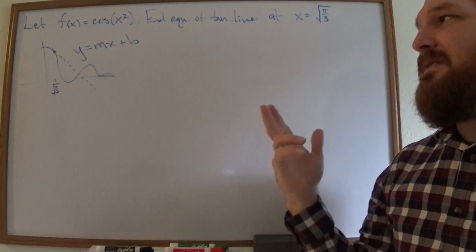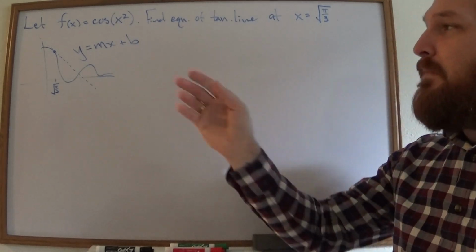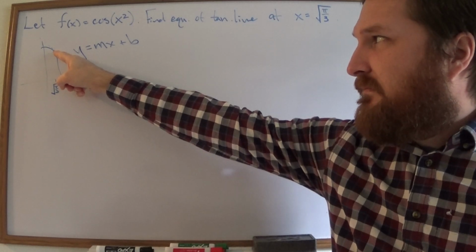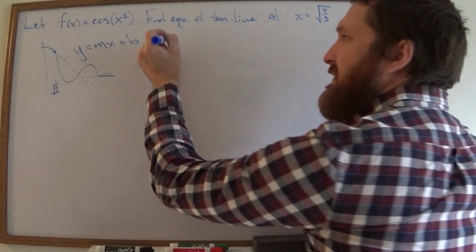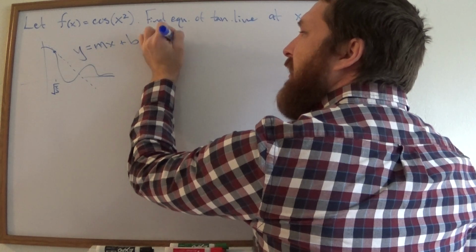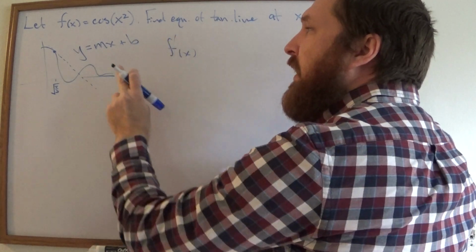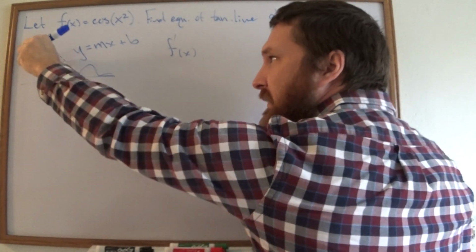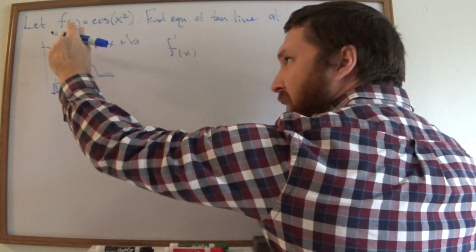Which one of these is going to be easy to find? M, right? Why is that the case? How do we find the slope right there? The derivative, the derivative of this at the point we care about. I'm going to take the derivative, and then plug in the point we care about, and it will tell me what that slope is.